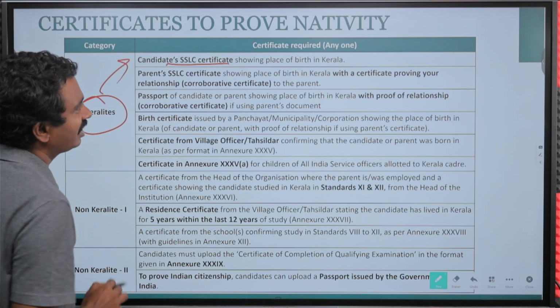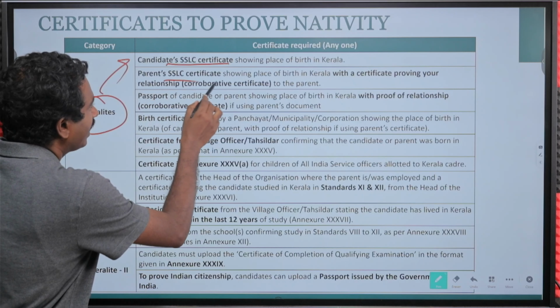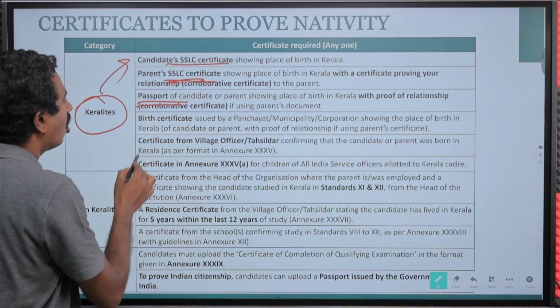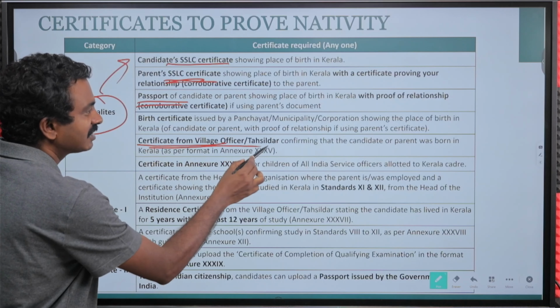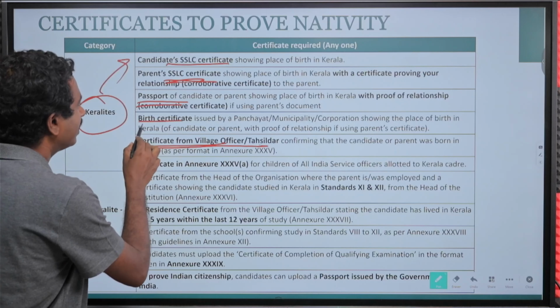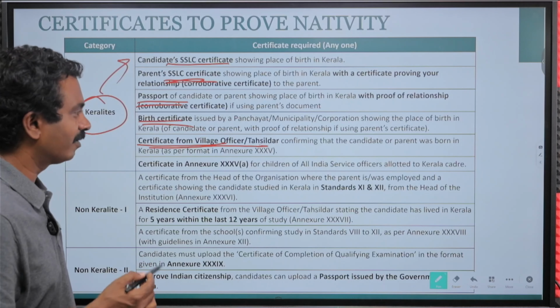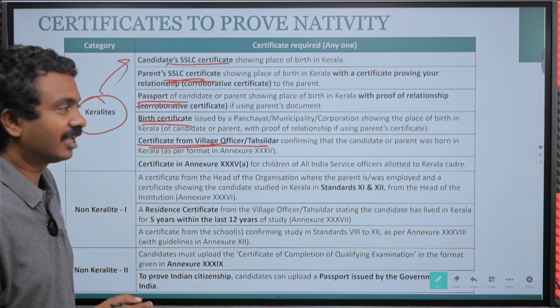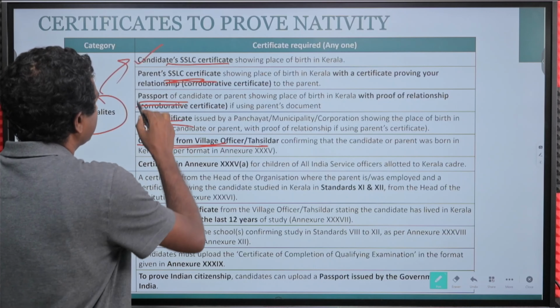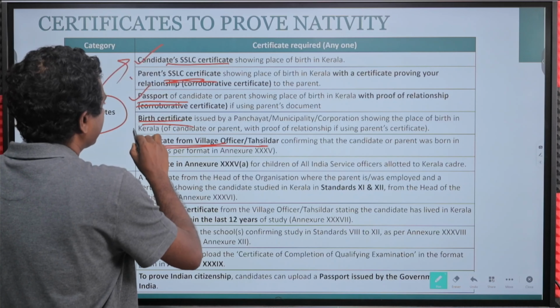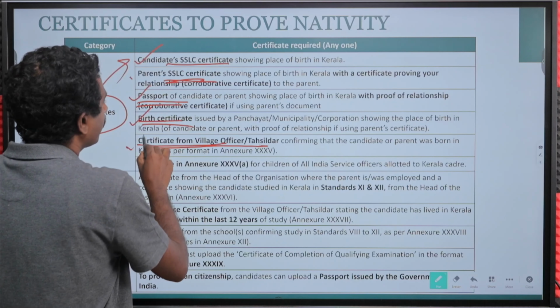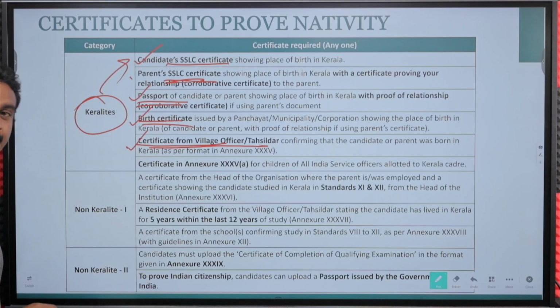So the SSLC certificate, or the passport of the candidate, or a certificate from the village officer confirming the birth, or the birth certificate. Any one of these is sufficient for proving that you were born in Kerala. The place of birth will be shown as Kerala in the SSLC certificate, passport, birth certificate, or the certificate from the village officer.